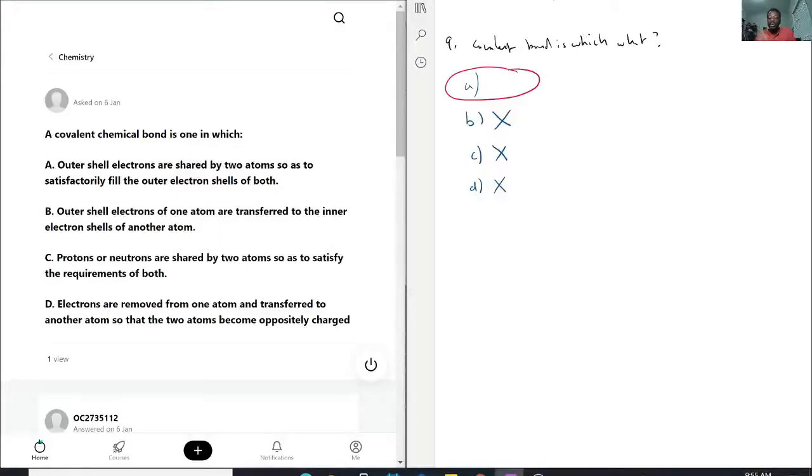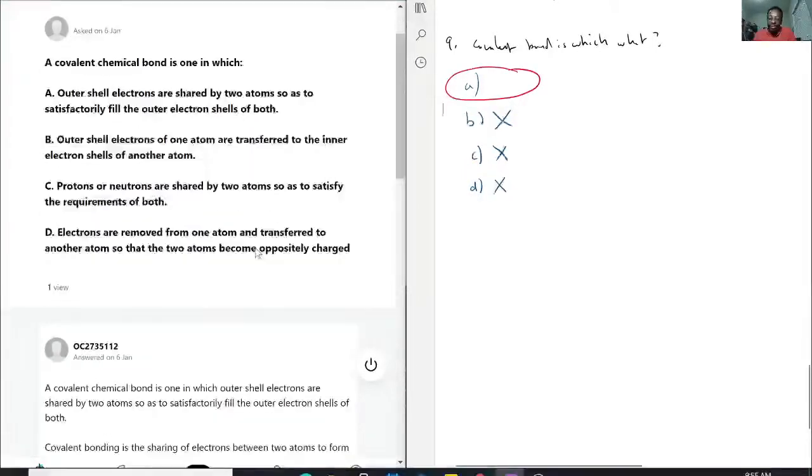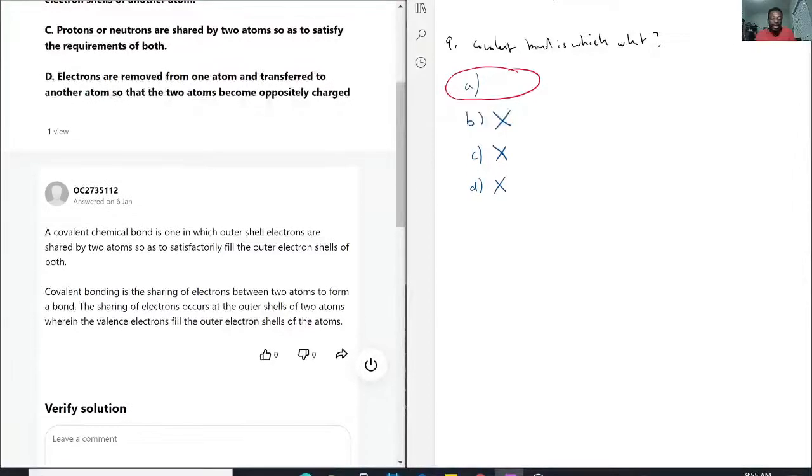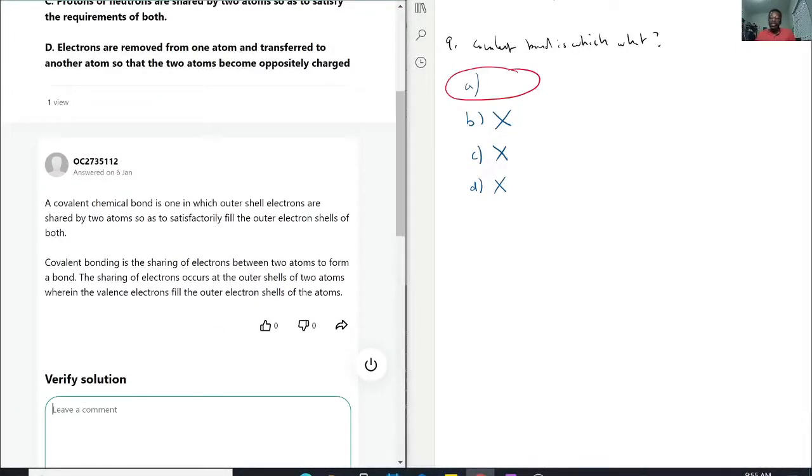So A would be the correct answer here. And let's see what it says. A covalent chemical bond is one where the outer shell electrons are shared by 2 atoms to satisfactorily fill the outer shells of both. So they just took straight from what A said. Okay? And that is correct. And it is the sharing of electrons between 2 atoms. And exactly, that is how A is the best choice here.